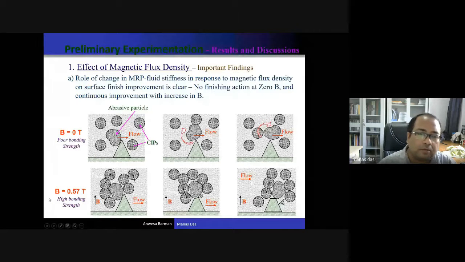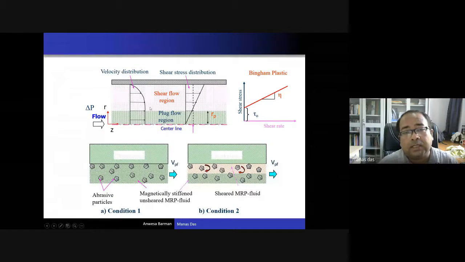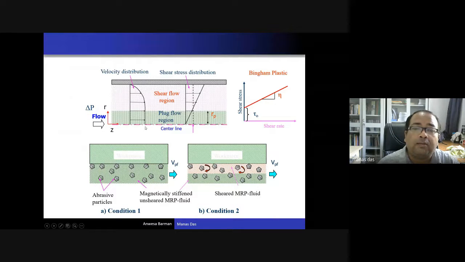So these CIP particles don't take part in the metal removal; only the abrasive particles take part in the metal removal. There are certain things to note here. In MR fluid, you can see it is not a parabolic profile. So in MR fluid, there are two zones.